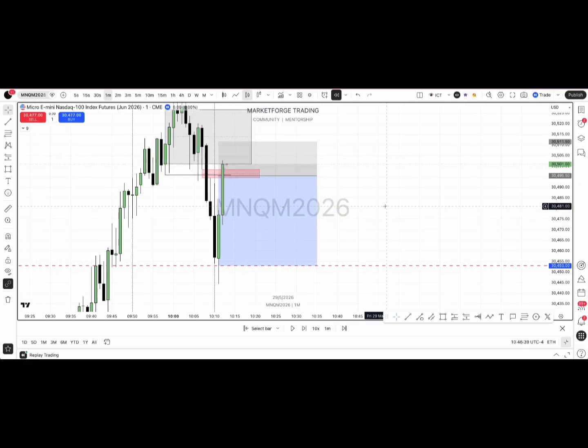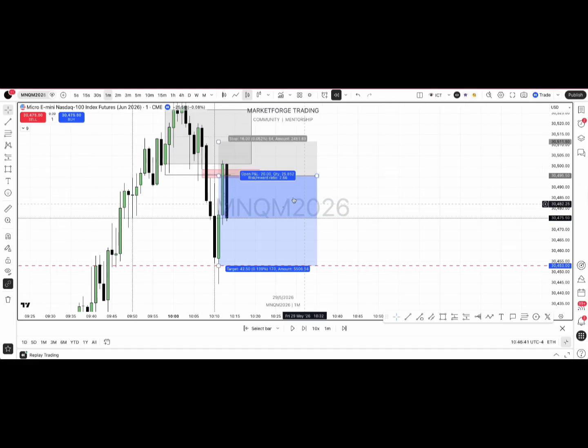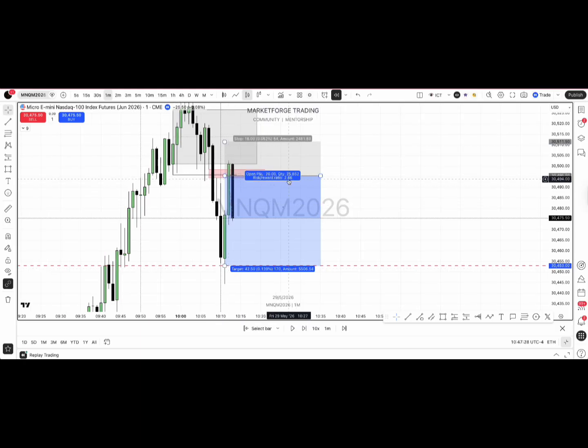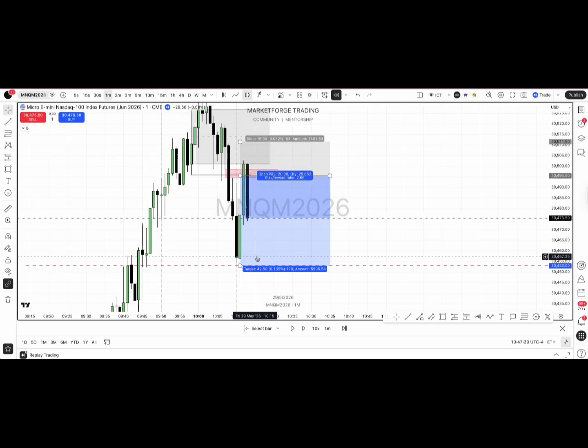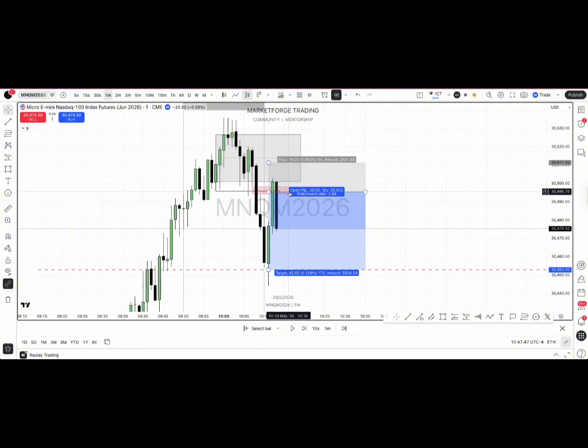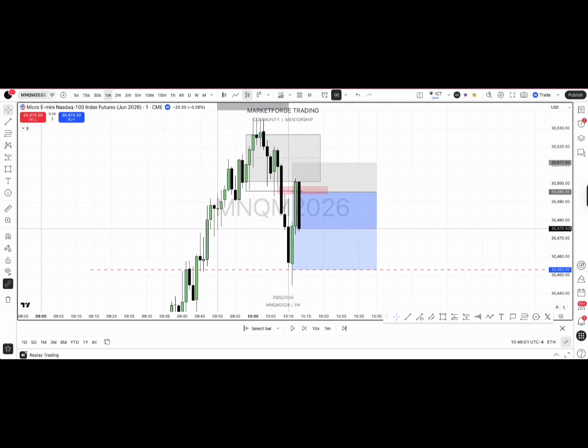Price runs back up, taps into our limit order that we placed there. We have minimal risk and a good risk to reward ratio. Price doesn't always line up like this, but when it does, it's typically a high probability trade. And like I said, if I hadn't entered as aggressively as I did, I probably would have waited for this setup to happen and then targeted 50% of the dealing range.